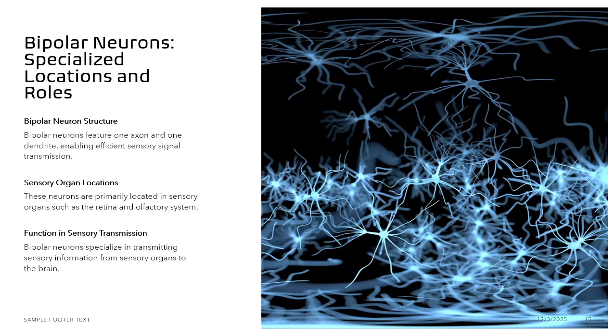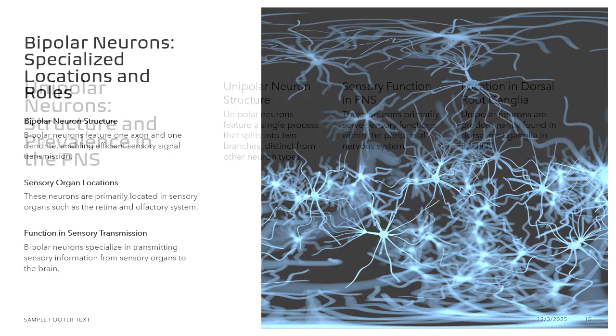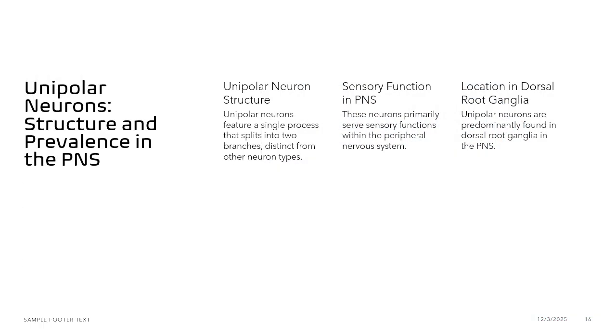Bipolar neurons will have one axon and one dendrite, so there's basically one piece hanging off each side. And these are typically found in sensory organs like the retina and olfactory system that are very specialized for sensory transmission. Because they're so specialized, we only need the single pathway in and out. Our unipolar neurons will have a single process that branches in two. These are typically sensory neurons in the peripheral nervous system, particularly the dorsal root ganglia.